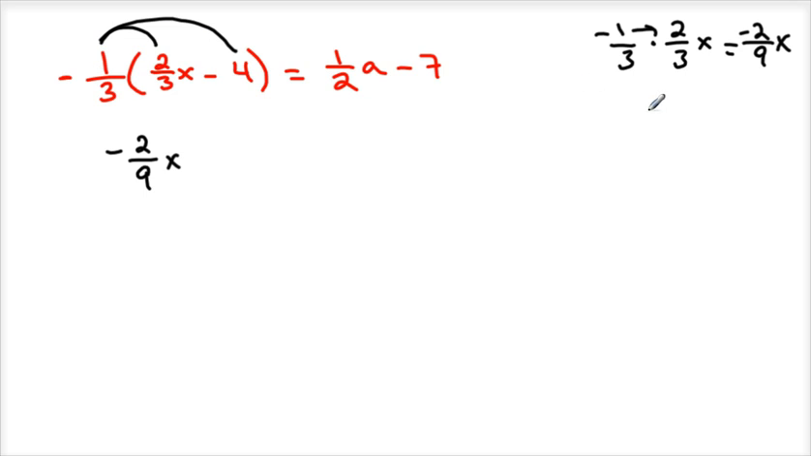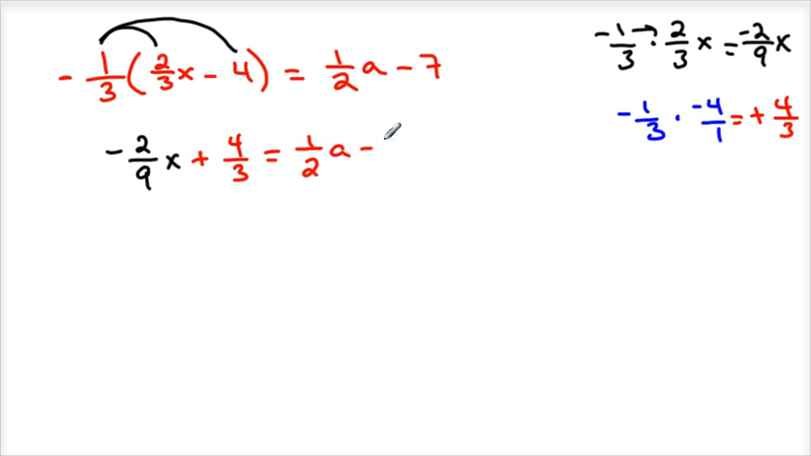I have negative 1/3 times negative 4. I'll do this here on the side as well. Negative 1/3 times negative 4 over 1. Be careful, watch your signs. A negative times a negative becomes a positive, and this just becomes positive 4/3. So I'm going to add, plus 4 over 3, equals, and this side stays the same, 1/2 a minus 7. Alright, so now let's look at our denominators.